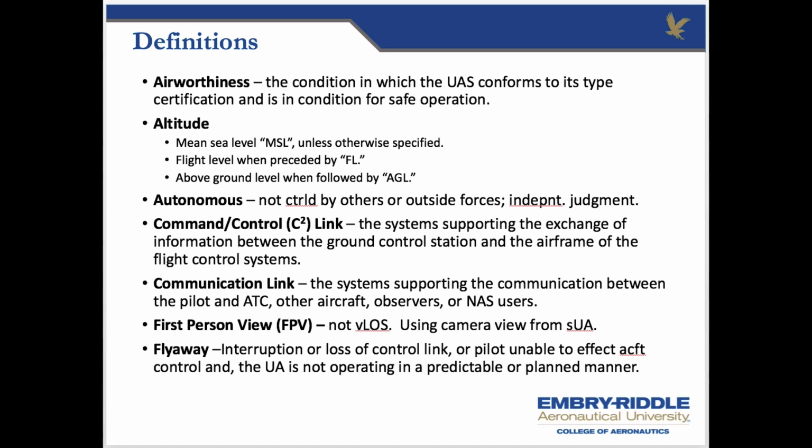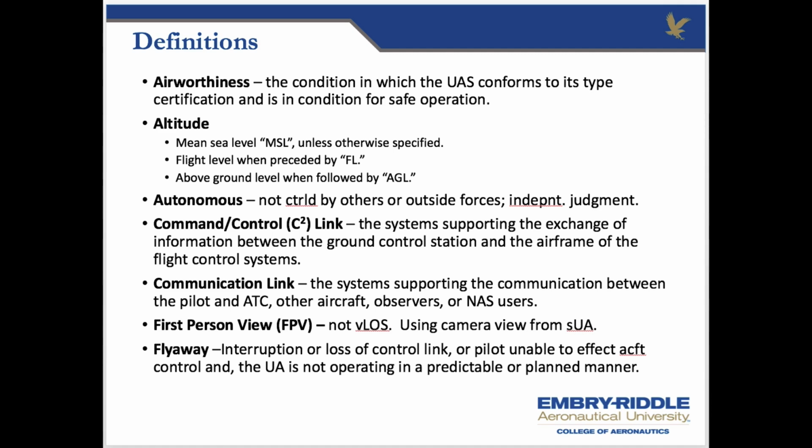The next is command and control link, and essentially these systems are supporting the exchange of information between the ground control station and the actual airframe that's being flown by the pilot. The communications link, that's the link that we essentially are talking to other NAS users, other pilots that are flying near or close to us. We want them to be aware, and that's typically done with a handheld VHF radio, for instance.